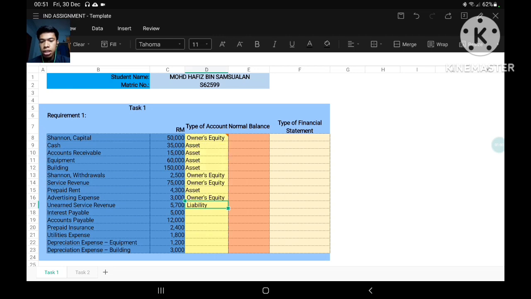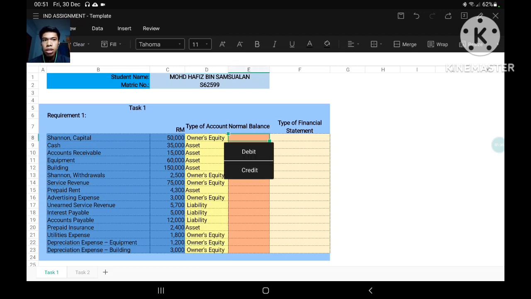Unearned service revenue is liability. Interest payable is liability. Account payable is liability. Prepaid insurance is asset. Utility expense is owner's equity. Depreciation expense equipment is owner's equity. And the last, depreciation expense building is owner's equity.